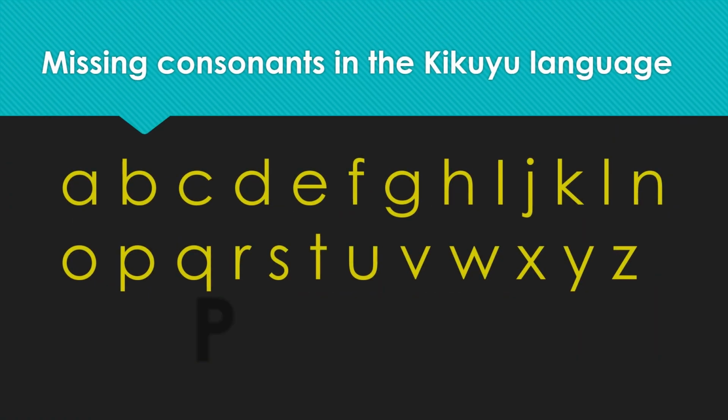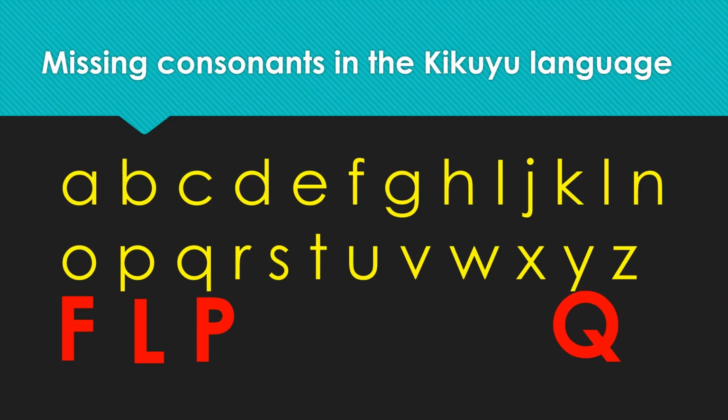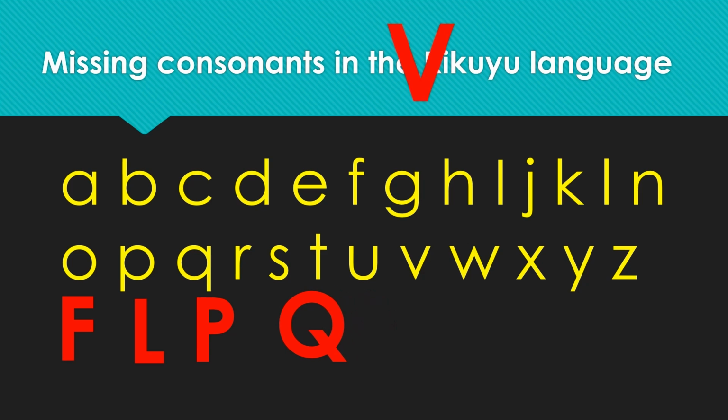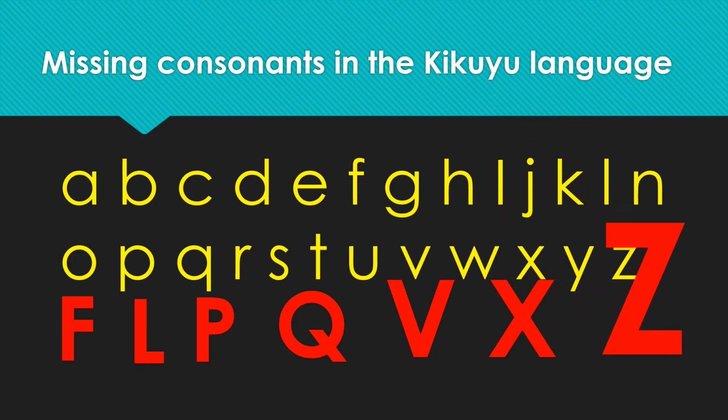Hello. Today we are going to talk about the Kikuyu alphabet. Now there are some letters which appear in the alphabet, the way it is used in English, that are missing in the Kikuyu language. You never use them in the Kikuyu language if you are speaking Kikuyu. These are F, L, P, Q, V, X, Z. I will repeat: F, L, P, Q, V, X, and Z.